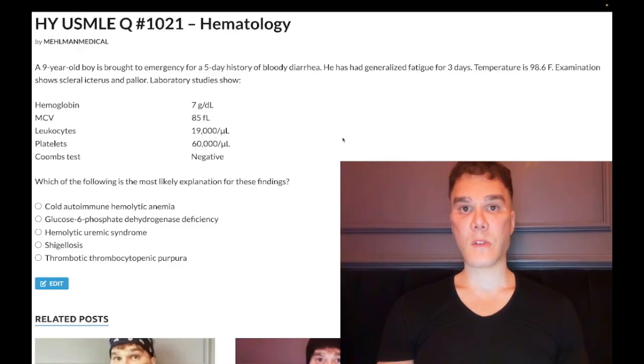How's it going, guys? Medium difficulty question. Hematology, Step 1, internal medicine, Step 2 CK. A 9-year-old boy with a 5-day history of bloody diarrhea and fatigue for 3 days is afebrile, with scleral icterus and pallor. Laboratories show hemoglobin 7 grams per deciliter.